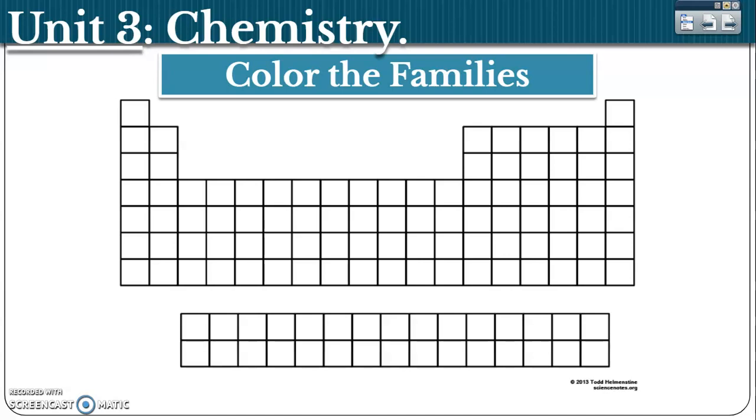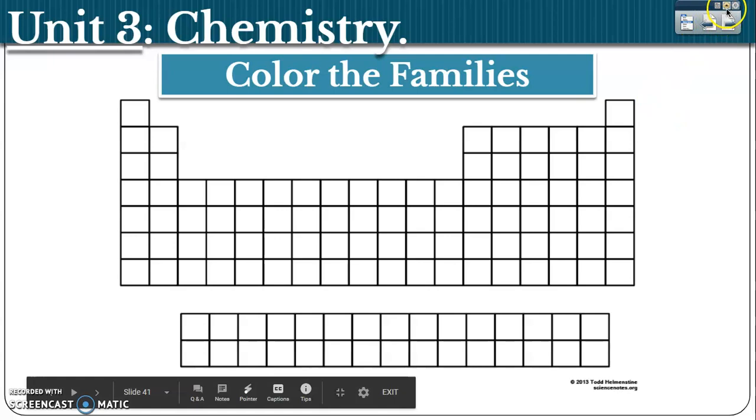So the reason that families are grouped the way they are is they all have really similar properties. So as we look at the families, all the elements that are grouped together within that family have similar physical or chemical properties that make them all related. Okay, so we're going to color this together.